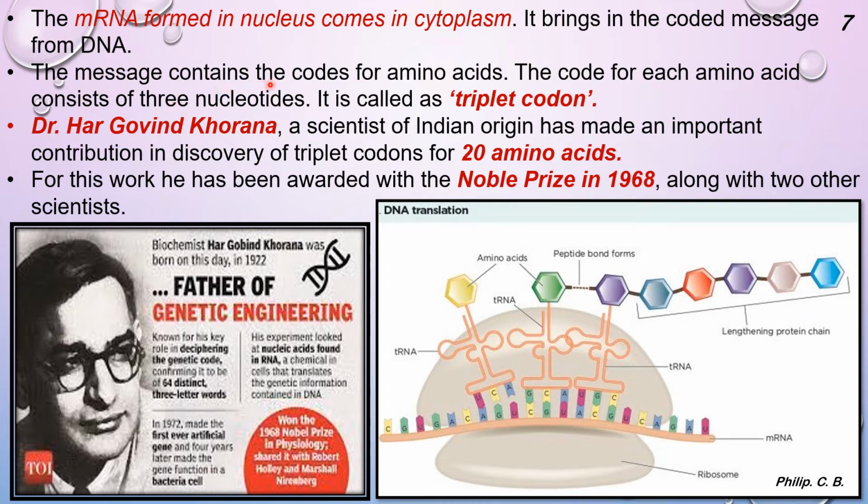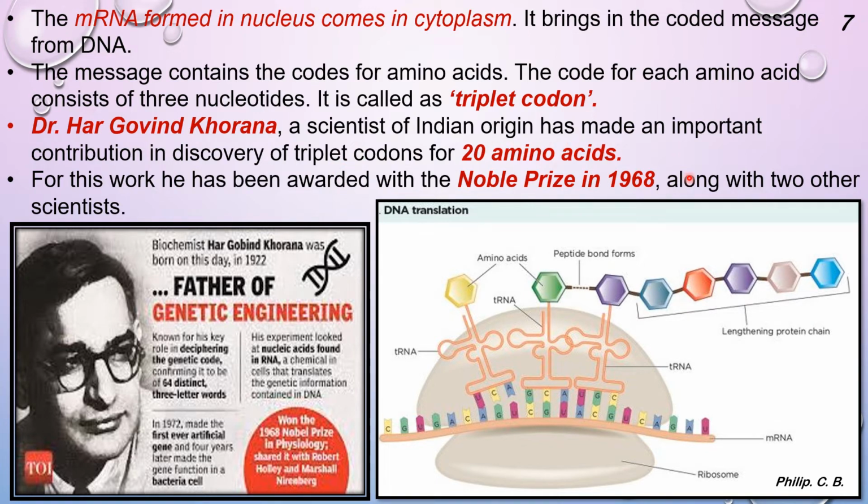The message contains the code for amino acids, that is, which amino acids are required for formation. The code for each amino acid consists of three nucleotides. So it is a code where three nucleotides are present. That is why this code is called what? Triplet codon. Triplet means three, right? Now, further, Dr. Har Gobind Khorana, a scientist of Indian origin, made an important contribution in the discovery of triplet codons for the 20 amino acids.